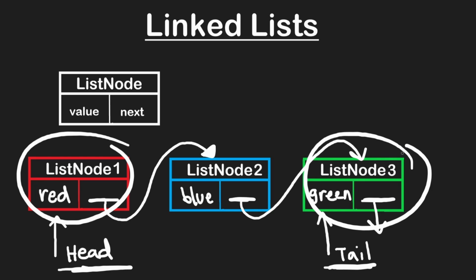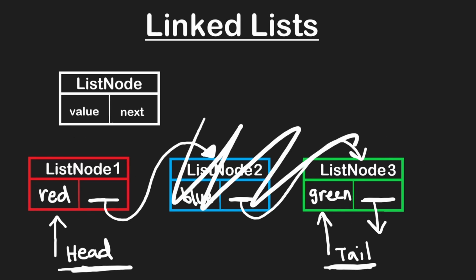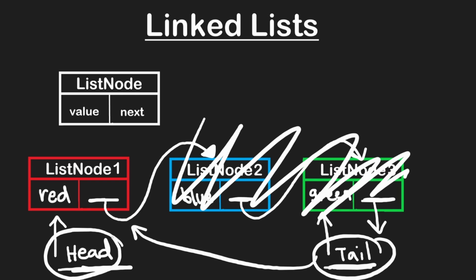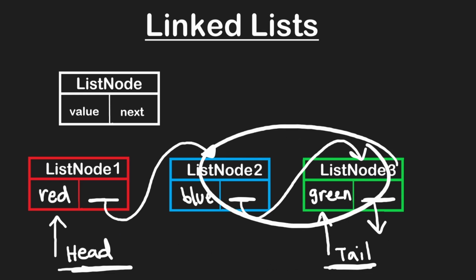If we have a linked list of size 1, suppose these didn't even exist, that means our tail pointer would be pointing at the same element as our head pointer. That's how we would know we only have a linked list of size 1. But in this case, we have a couple more nodes.